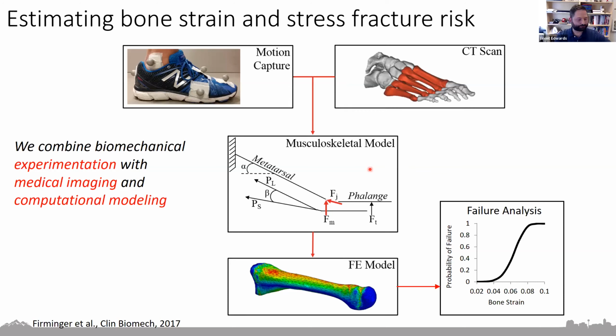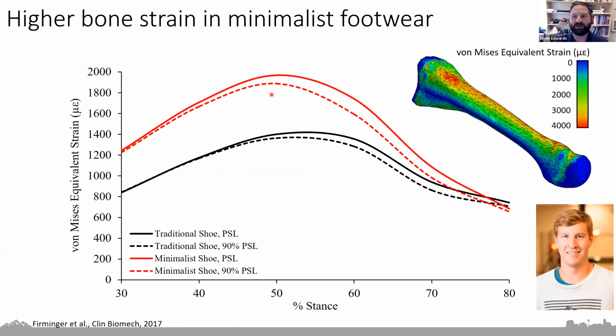Okay, so now I'm going to switch gears and finish up by talking about some of the modeling approaches that we've used to try to predict, in theory, the risk of stress fracture, combining biomechanical experimentation with some medical imaging and computational modeling. And I'll start with a study that was done by Colin Firminger in the lab.